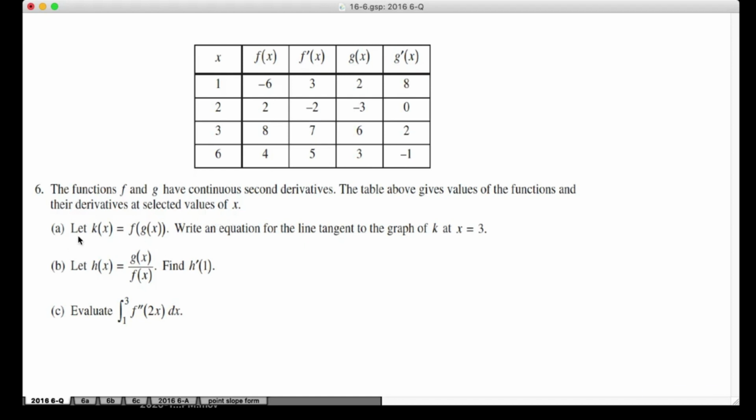The first part of the question is: let k of x equal f of g of x. That's a composition of functions. They want you to write the equation of the tangent line to the graph of k at x equals 3. The next part is: let h of x be g of x divided by f of x, and find h prime of 1. The last part is to evaluate the definite integral of f double prime of 2x dx.